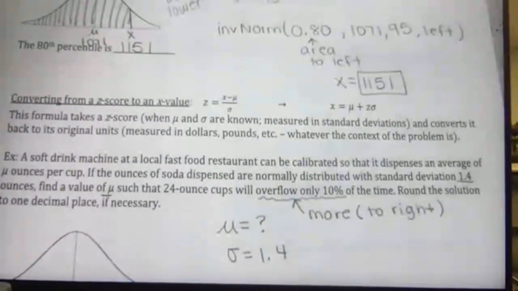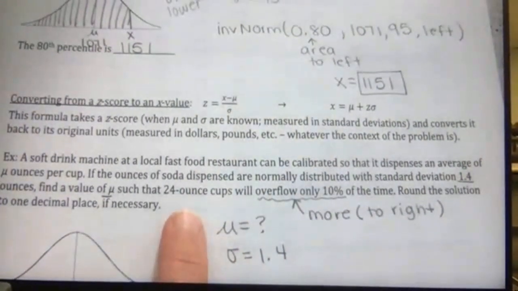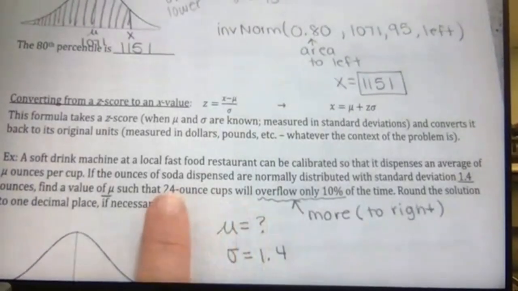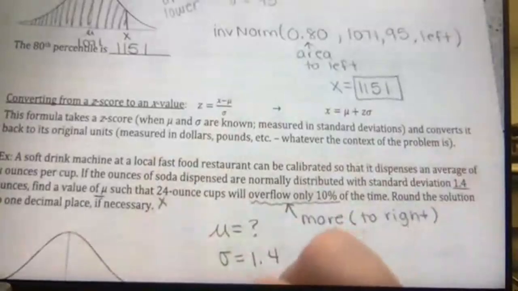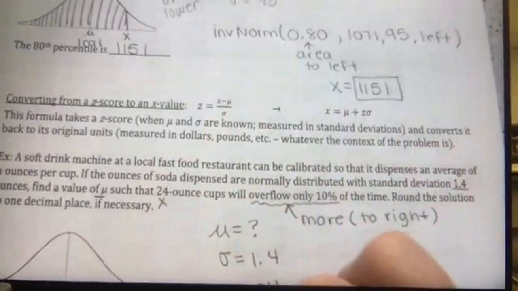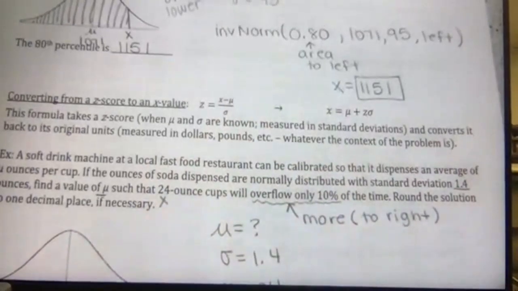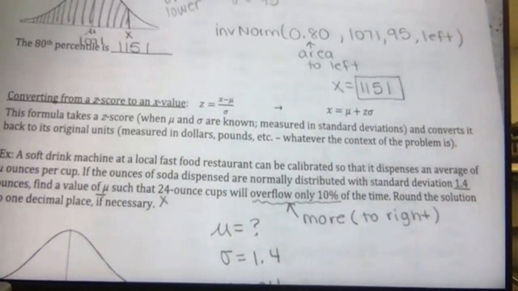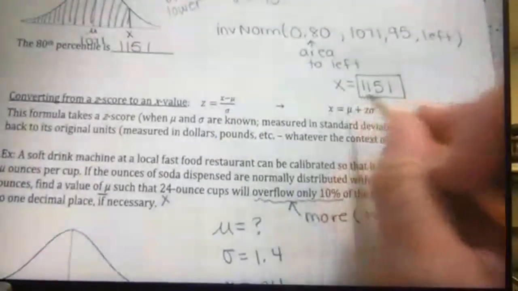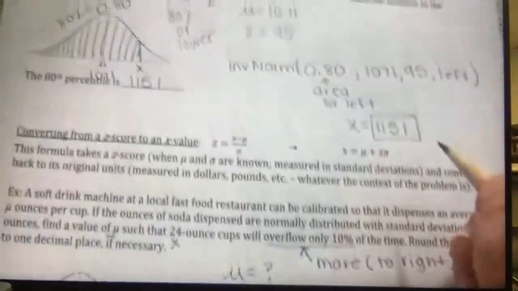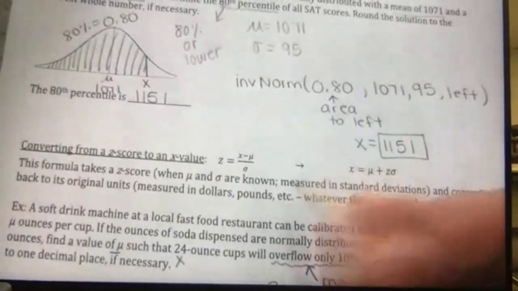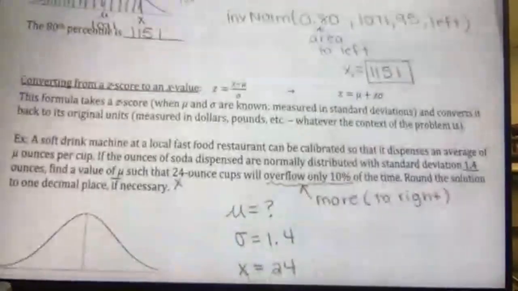It also tells us that a 24-ounce cup will overflow 10% of the time. So this is telling us how many ounces we're looking for. So this is telling us our X value is 24. Our X value is 24. All right, so we're looking for our mu. It doesn't matter what formula really, because we're going to use either one, but let's use this one.